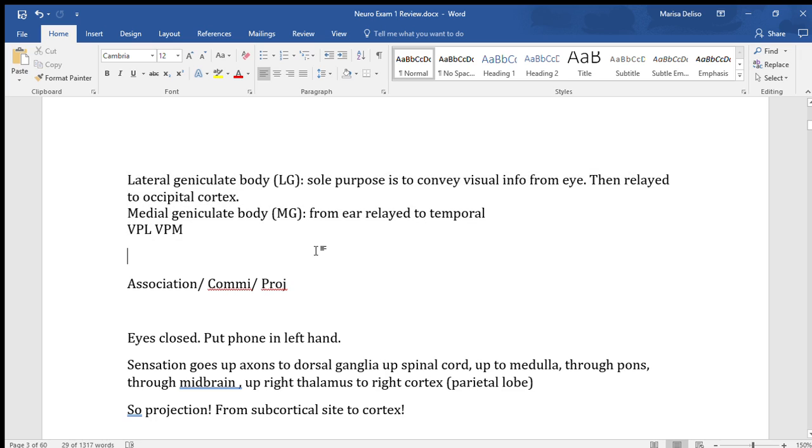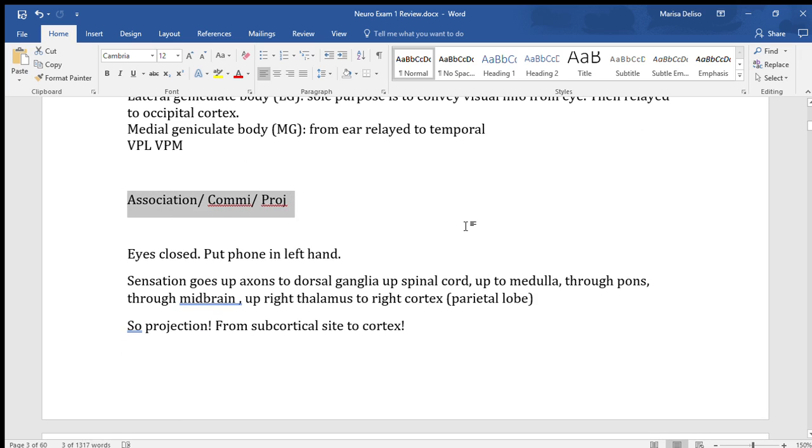Okay, let's talk about white matter. There are 3 types of white matter: association, commissural, and projection. I personally like to learn things through a scenario, meaning how they can ask a question. So I'm going to grab my phone, and let's say my eyes were closed and someone put this in my hand and I didn't know what it was. I'm putting my phone in my left hand. The sensory is going to travel up my left side, go up my spinal cord, and cross over in my medulla, and then ascend to my right cortex.